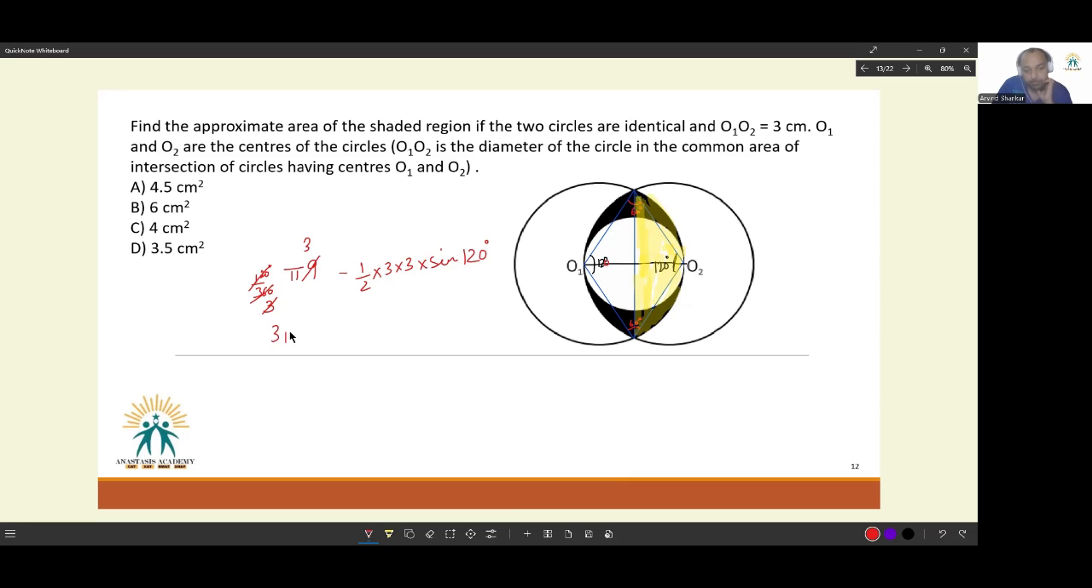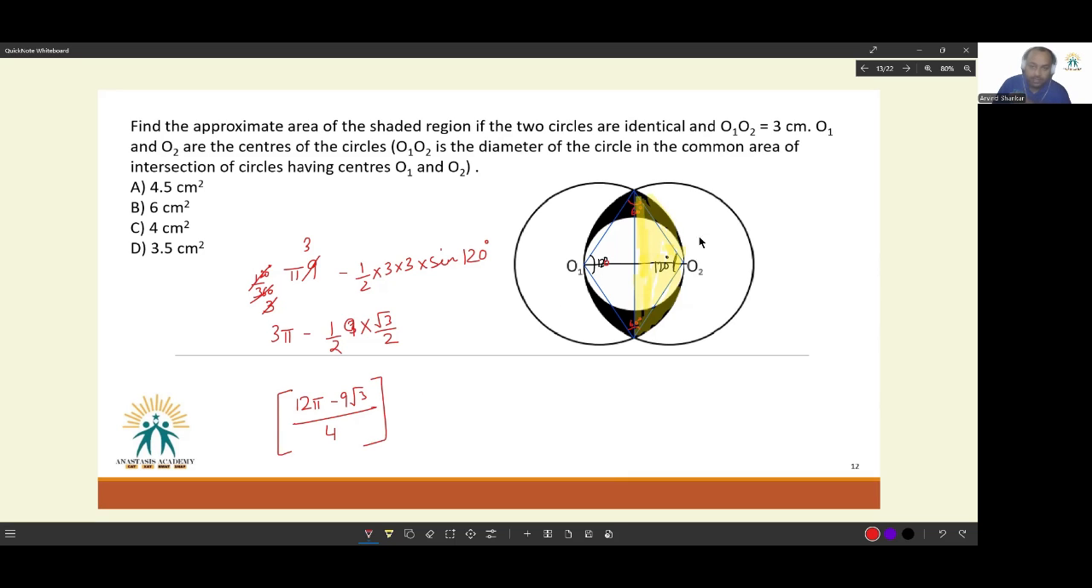So this gives me 3 pi minus 1 by 2 sine 60, which is root 3 by 2. Sine 60 is root 3 by 2. So 9 into root 3 by 2, and we get a total of 12 pi minus 9 root 3 by 4.